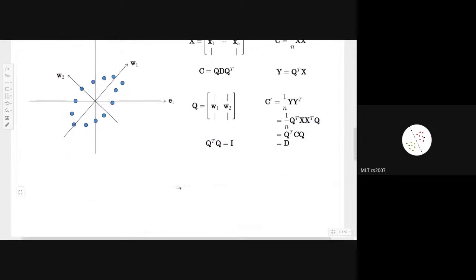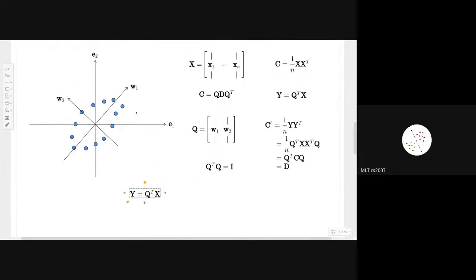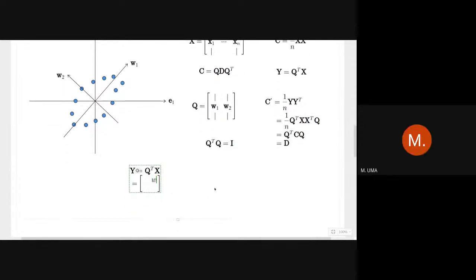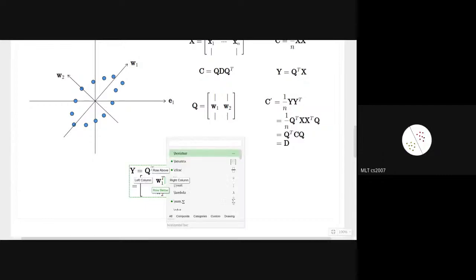Let me perhaps ask: what are E1 and E2? E1 and E2 are nothing but your standard basis, 1, 0, 0, 1. What is Q transpose X? What is the first row of Q transpose? W1 transpose, just to make sure that we are consistent with the notation. The second row will be W2 transpose. These are two row vectors. Now let's add one column. It's not vertical, this is horizontal.